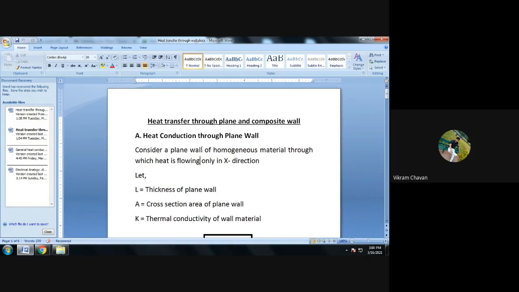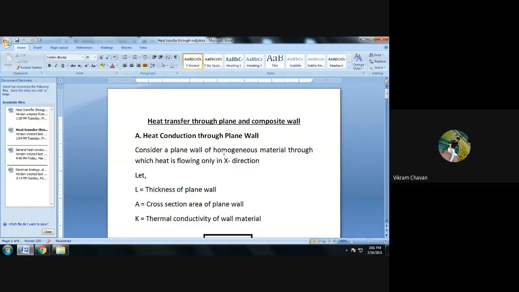Now, further, we have discussed thermal diffusivity. We know that it is the ratio of thermal conductivity to heat capacity, so the heat storage capacity of that particular material. In equation format, it can be written as alpha is equal to K by rho C. K is the thermal conductivity, rho is the density, and C is the specific heat of that particular material.